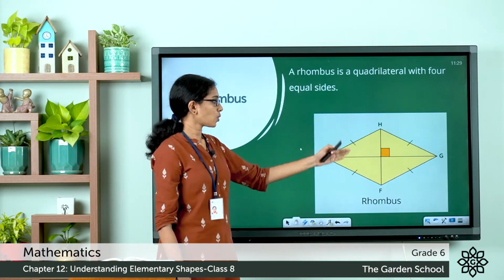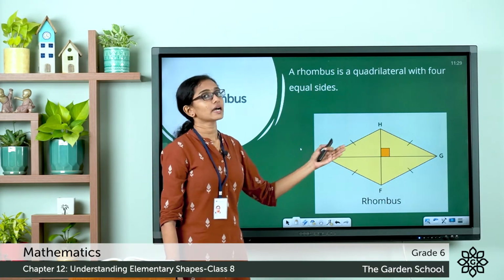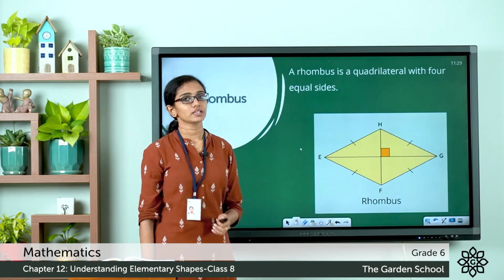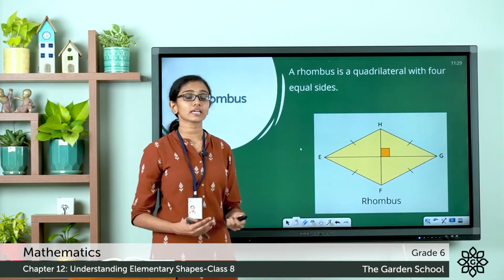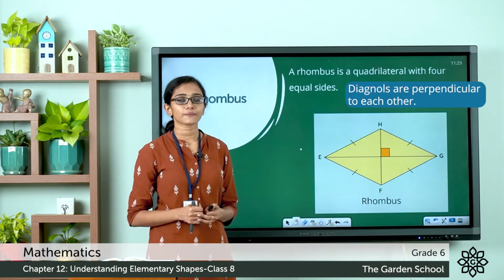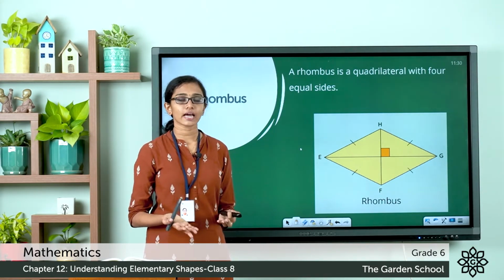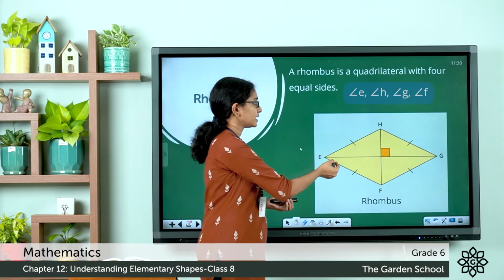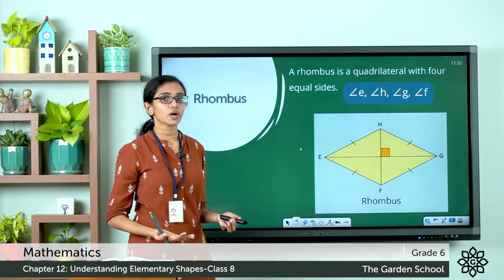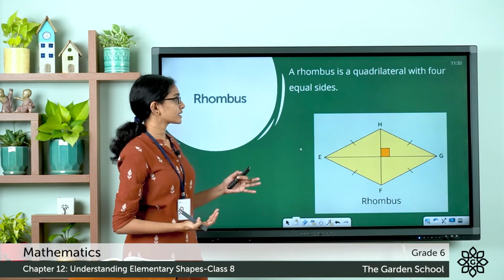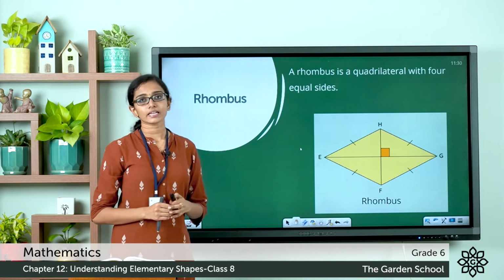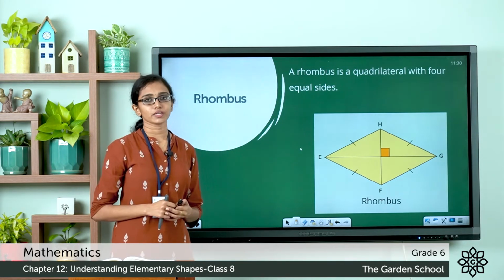You can see 4 vertices are there, 2 diagonals can be drawn and the diagonals intersect each other at right angles. You can say the diagonals are perpendicular to each other, just in the case of a kite. Now there are 4 interior angles which are angle E, angle H, angle G and angle F. So what is a rhombus? A rhombus is a quadrilateral with 4 equal sides and the diagonals are perpendicular to each other.